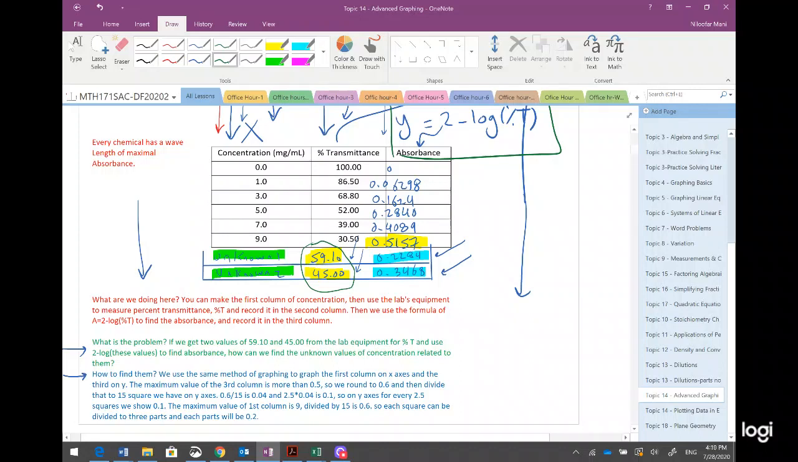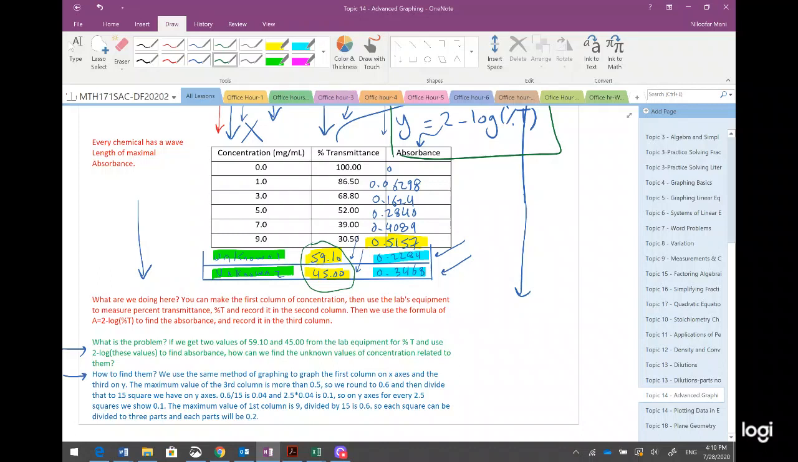If column number 1 gives column number 2 and column number 2 gives column number 3, and I have two values on column number 2, of course I can find the value on column number 3. But what is the related value on column number 1? These are unknown, highlighted in green. How do you find it? I explained in the blue part. We use the same method of graphing that we did before.